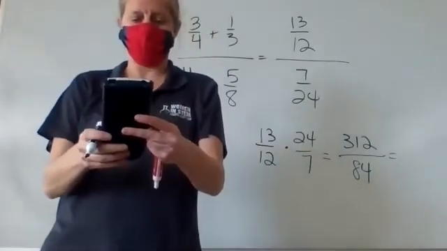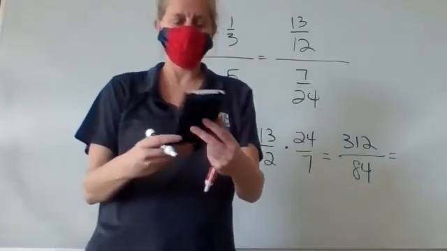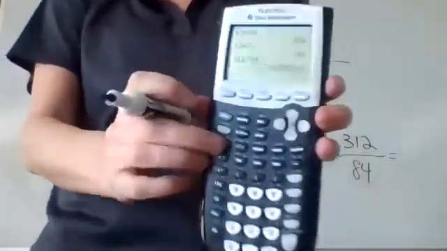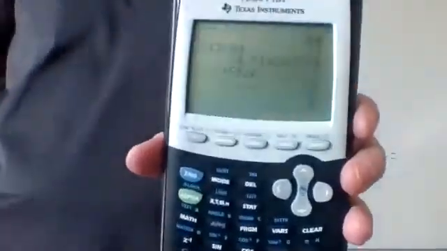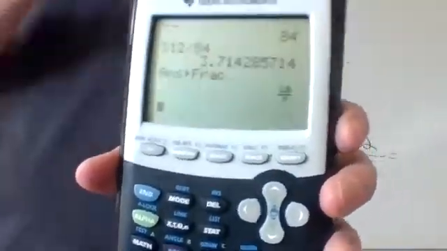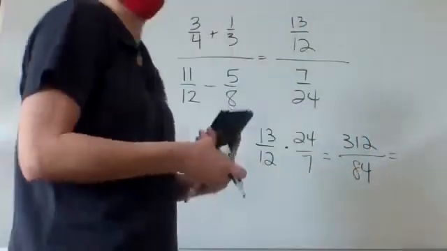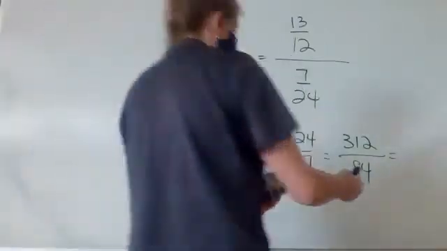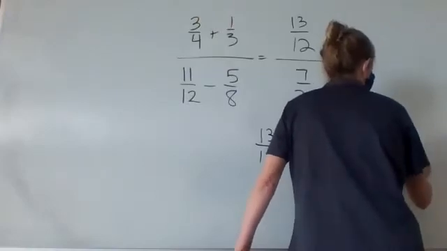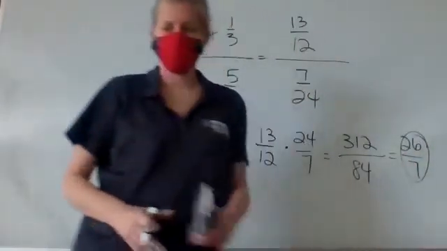So 312 divided by 84 gives me 3.7 something. 26 over 7. And then math, enter it, which is a very helpful thing, right? Because I don't know about looking at that right now if it reduces. So that reduced it to 26 over 7.